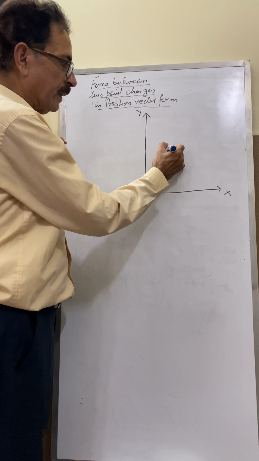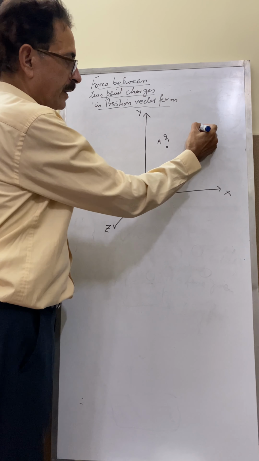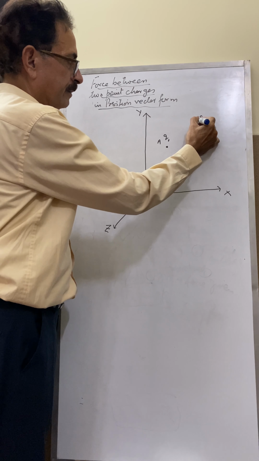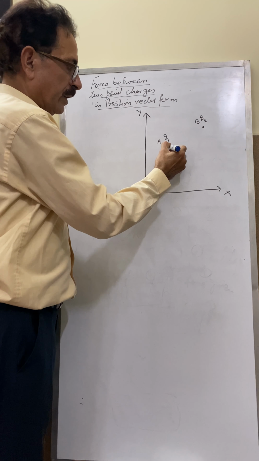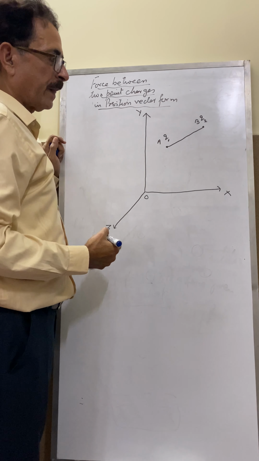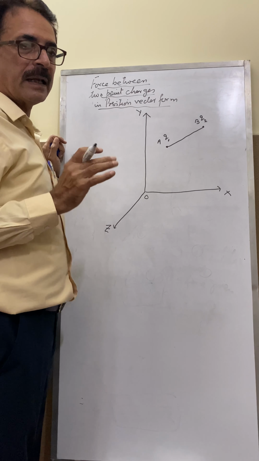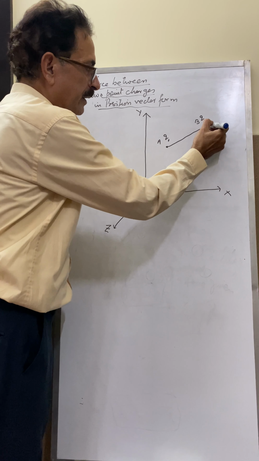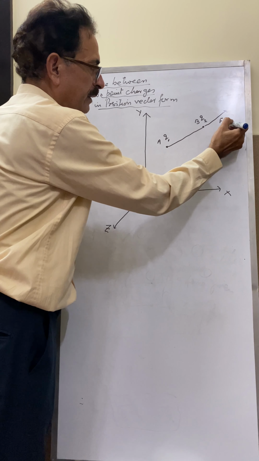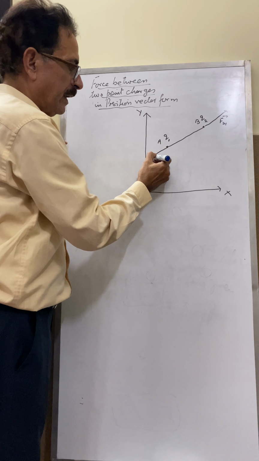Suppose Q1 is the charge here at A and Q2 is the charge here at position B. These two charges are separated by a certain distance. These two charges are like charges, and they repel each other. Here the force on Q2 is F21, and Q2 applies force on Q1 as F12.